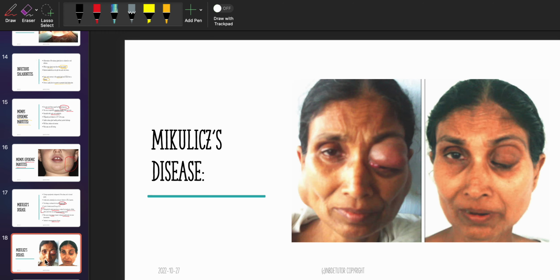corticosteroids. Here is a beautiful picture of a Mikulicz disease. Like I mentioned, it is more common in women. So it is a picture of a woman, and there is a lacrimal and a salivary gland enlargement.